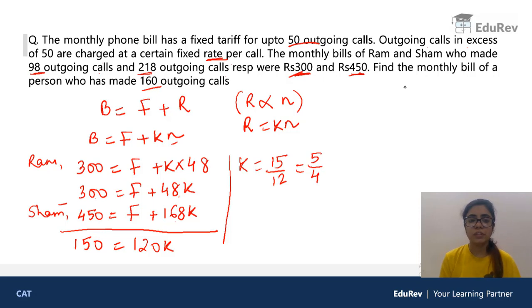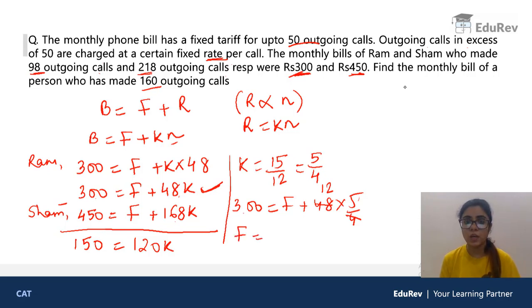If I substitute that in the first equation, I know 300, I'm substituting it here. So that will be 300 is equal to F plus 48 into 5 by 4. Correct? 4 twelves are 48, so 12 fives are 60. So this will become 60. So my F will be 300 minus 60, which is 240. So he had to pay a fixed money of 240 rupees.